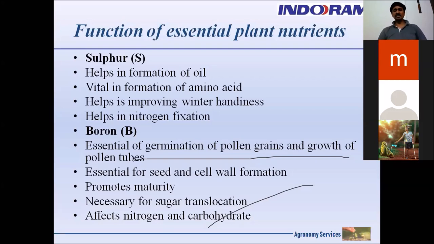So the next element is boron. The most important part of boron is for fruit or seed setting, because boron is an element which is required for pollen tube germination. Pollen tube germination means there is a pollen and there is a stigma. The moment pollen comes on a stigma, one pollen tube forms from the stigma and reaches the ovary, and if this process is obstructed because of boron deficiency, then seed setting or fruit setting is going to be seriously impacted. So if there is chaffy grain or less fruiting, you have to check whether the boron availability is sufficient or not.